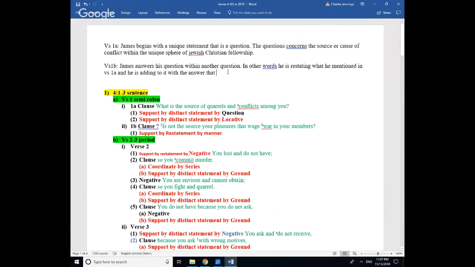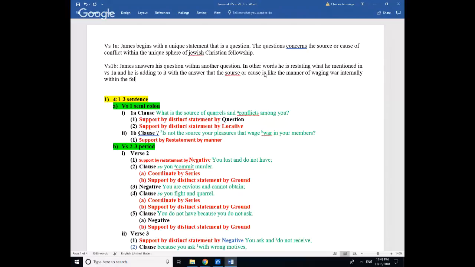So we could say right here, and with it, the answer that the source or cause is like the manner of waging war internally, within the fellowship, or perhaps within each Christian.